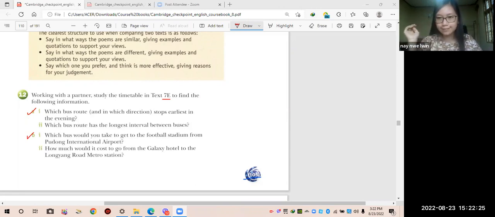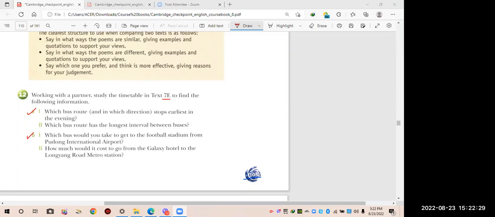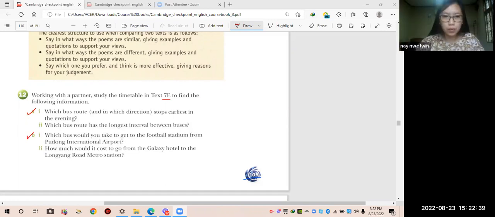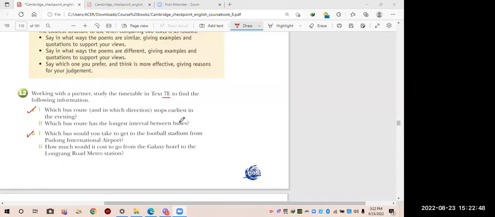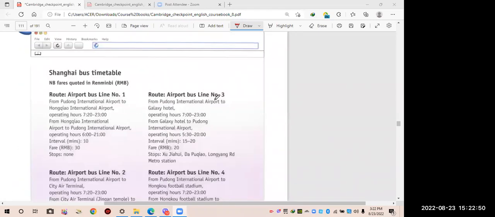So have you finished? Yes, sure. Guys, have you finished? Yes. So what is the answer for A1? Which bus route stops earliest in the evening? Three. Line number three, right?